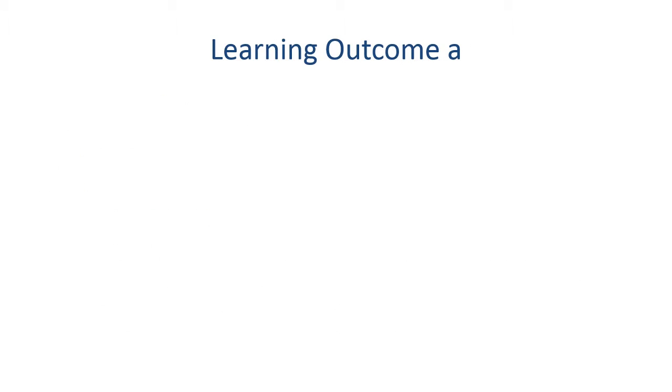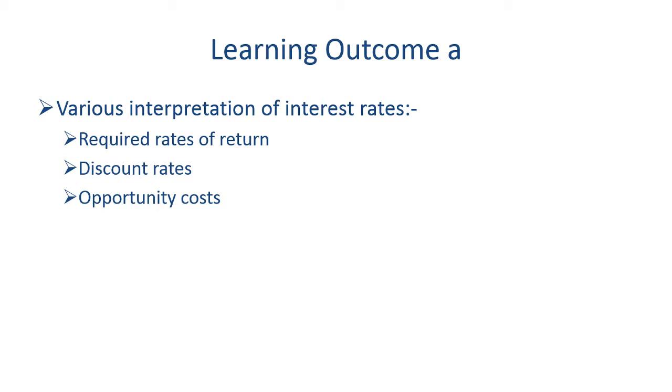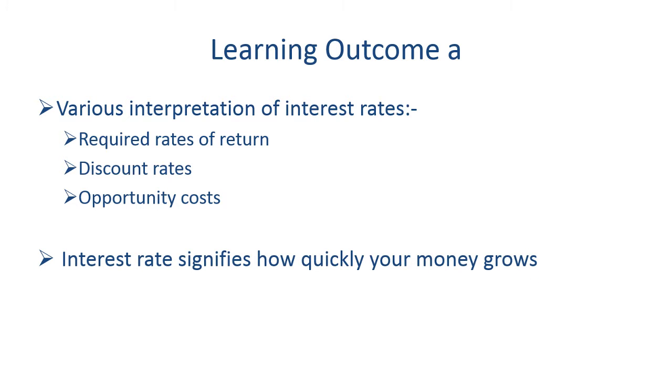Now let's talk about the first learning outcome, which states: interpret interest rates as required rates of return, discount rates, or opportunity costs. Interest rate signifies how quickly your money grows if you are an investor. In simple terms, a higher interest rate implies a quicker growth of your money. Now, interest rates can be interpreted in a number of ways, and the CFA curriculum requires you to understand the above three interpretations. So let's go through them one by one.